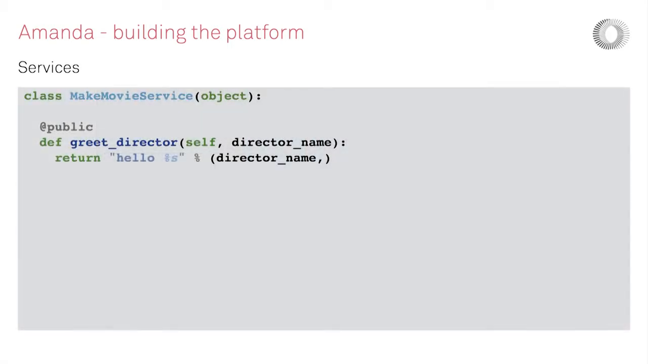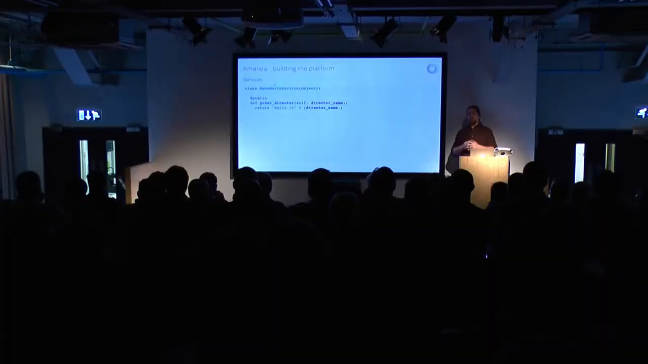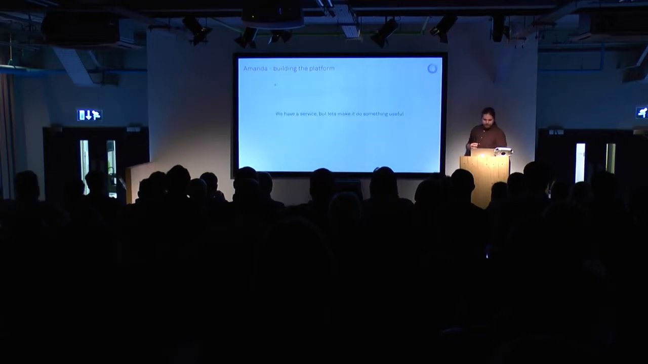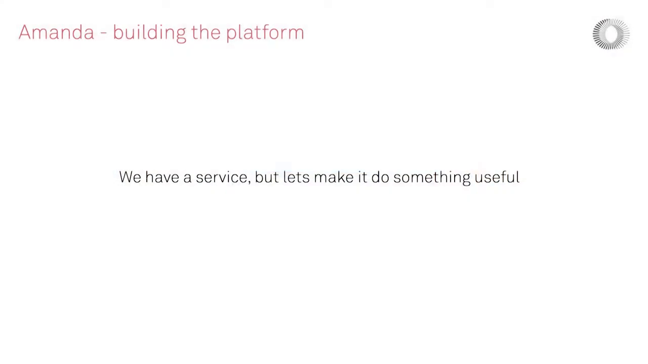We've got those decorators here, which is Python specific, where we can say public, private, protected, where we can actually expose them to the outside world. So we pretty much define the APIs that people can use. So we've got a service, but it's not doing anything other than greeting a director, which is your typical hello world. So actually, let's make it do something.